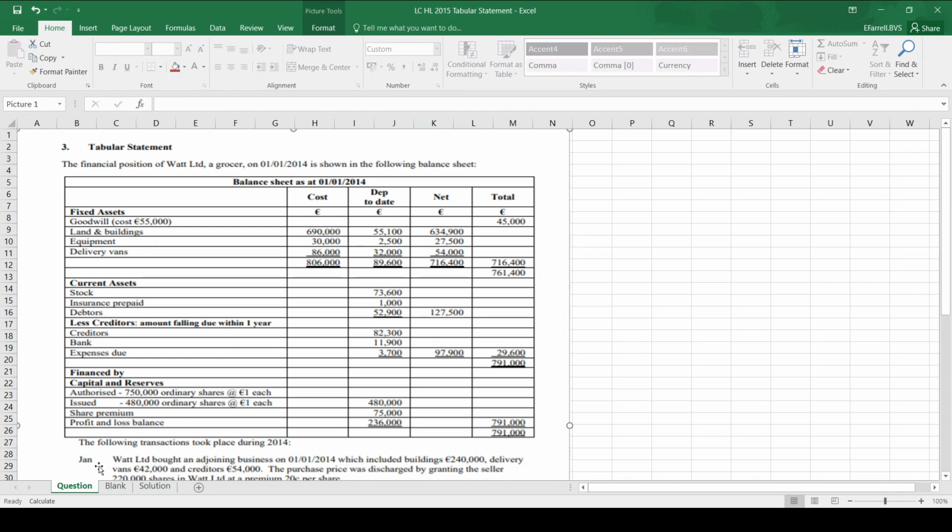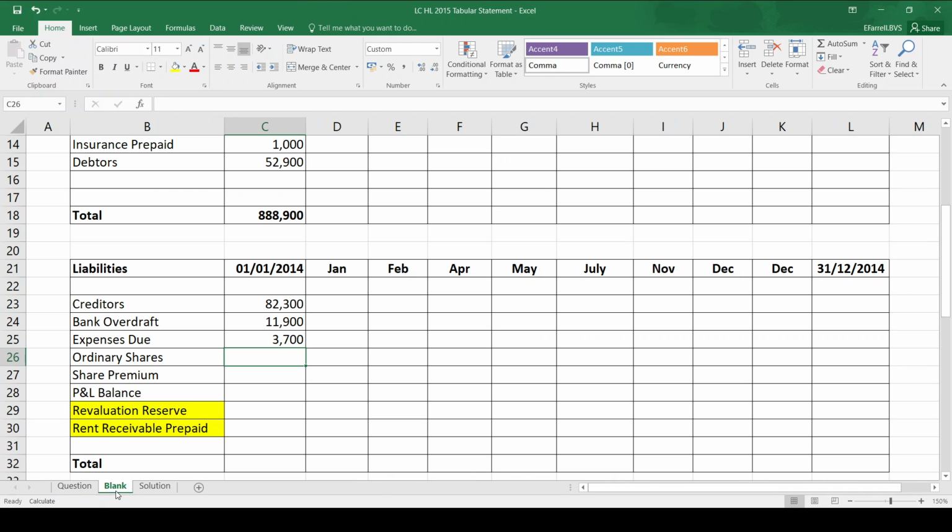We will then put in our share capital, share premium, and profit and loss balance. So the share capital or ordinary shares are 480,000. Share premium is 75,000, and profit and loss balance 236,000.